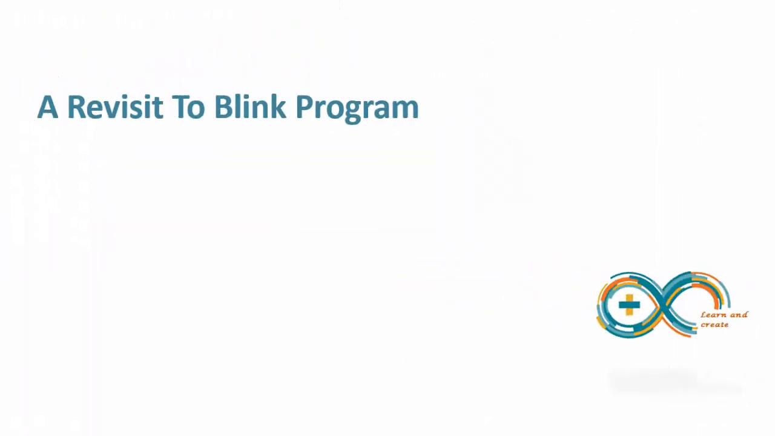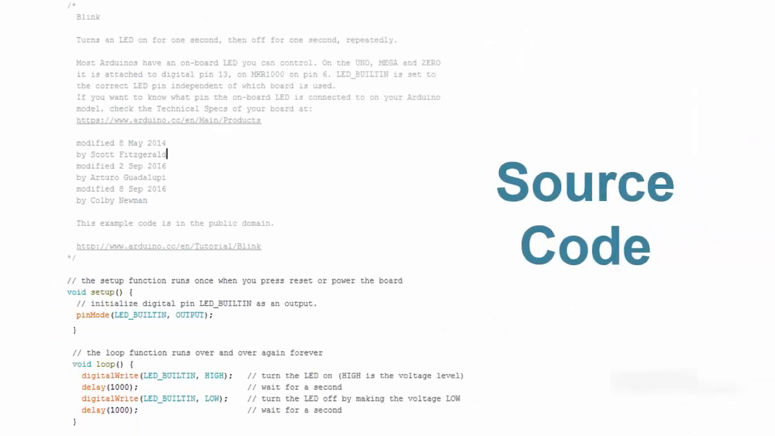In the previous video, we loaded and ran a program code to blink an LED. Let's look at this program in terms of our 5 program steps. This is the source code of the blink program. Source code refers to the series of C language statements that constitute the program.